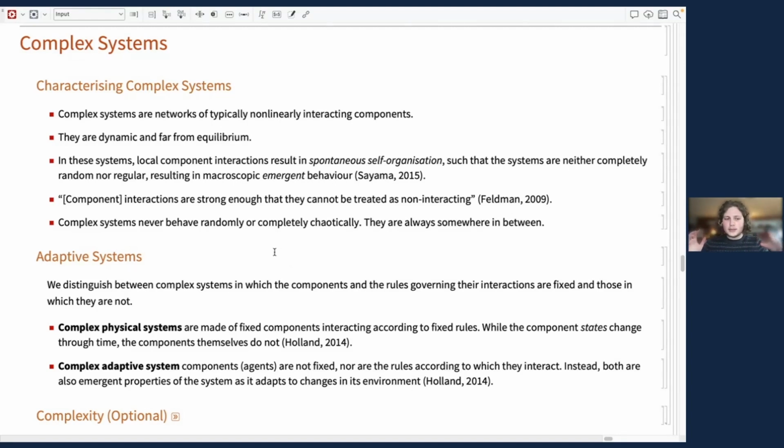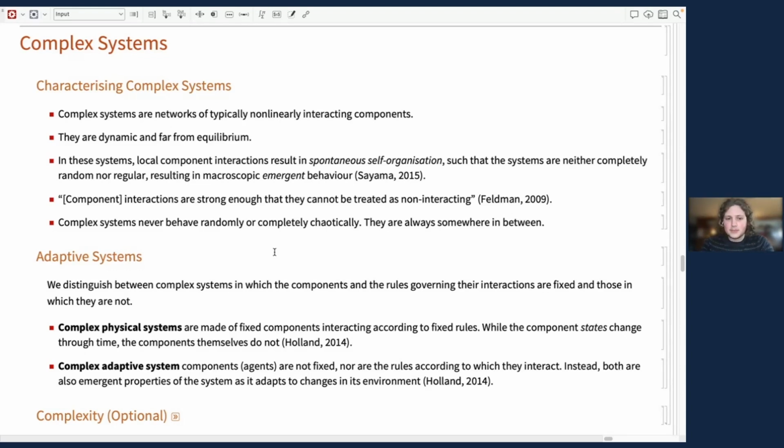We can say that a subset of complex systems are also adaptive. So complex systems that are adaptive are systems in which the rules that govern the system aren't fixed. And this is a distinction we make between what are called complex physical systems, where the components are fixed, they interact according to fixed rules, or rules that change predictably based on a fixed meta rule, and the component states change through time, but the components themselves are bounded and predefined, and they stay the same.